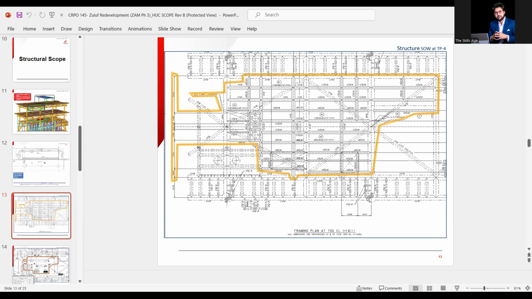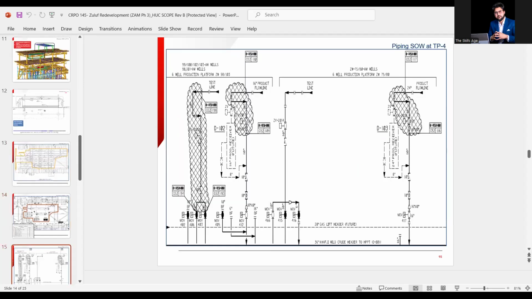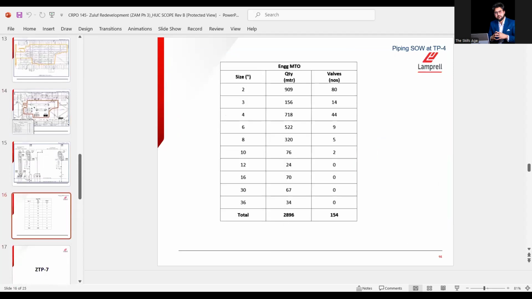Okay. So one by one, this is the most precise one, and then the final one, and then you can conclude the material engineering material takeoff. There is a 2-inch pipeline, 909, and how many valves? 3-inch, 156 meters, how many valves? So this is going to give you 2,896 meters of pipeline. You need to work on this project with 154 valves. So that's actually the material. It actually varies from project to project.